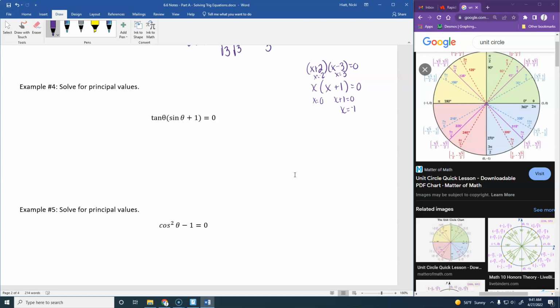We can do that same thing even if we have trig functions, right? So if we have two things multiplied, like we see here, we can set each one equal to 0 as long as it equals 0. That's called the zero product property. It only works for 0, right? Because any number times 0 equals 0. But that's not true of other numbers. Any number times 1 does not equal 0 or 1, right? So you can only do this if it equals 0. So I can do tangent of theta equals 0 and sine theta plus 1 equals 0.